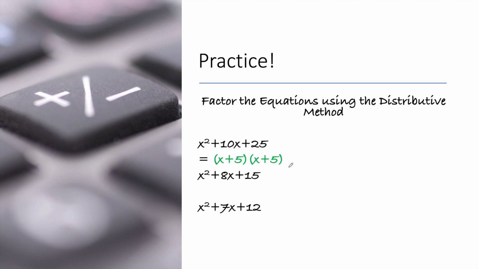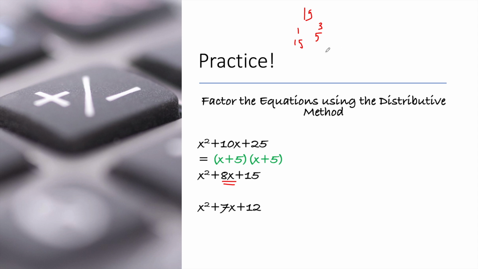Okay, next question. Here, we see it's in standard form, so we're all good to go. Taking the factors of our c value, c in this case is 15. Factors of 15, we have 1 and 15, and we have 3 and 5. We need two factors that add up to b. 1 and 15 add up to 16, that's not 8. 3 and 5 add up to 8, that is b.